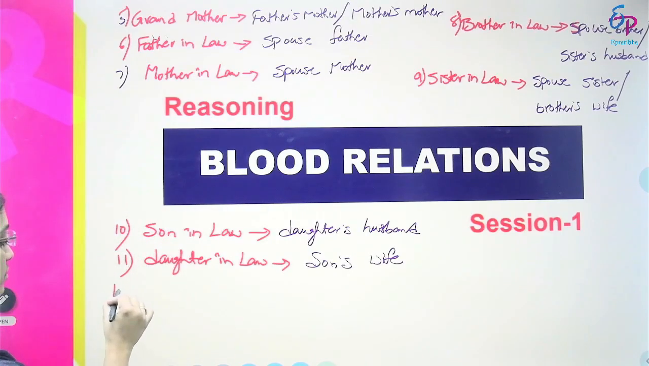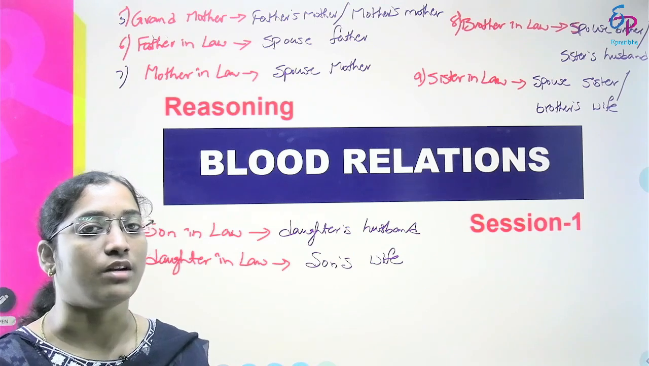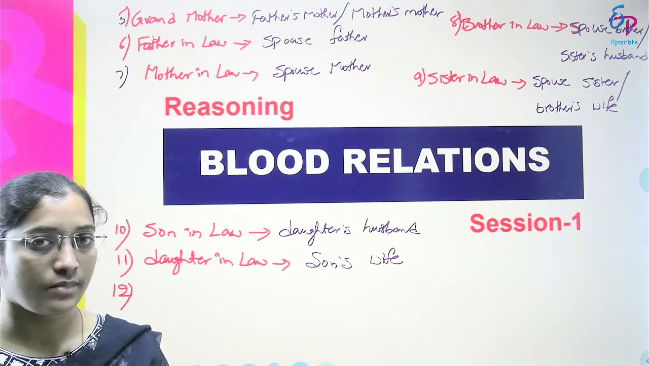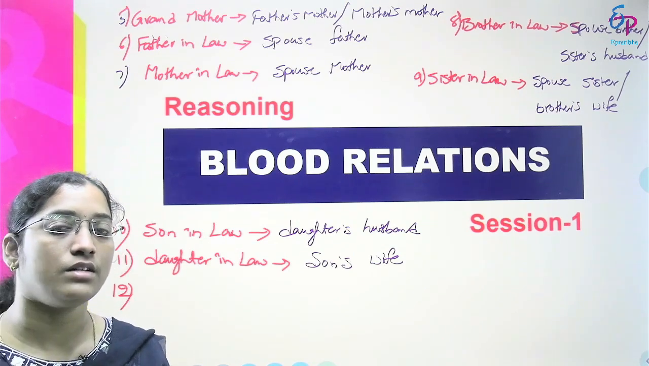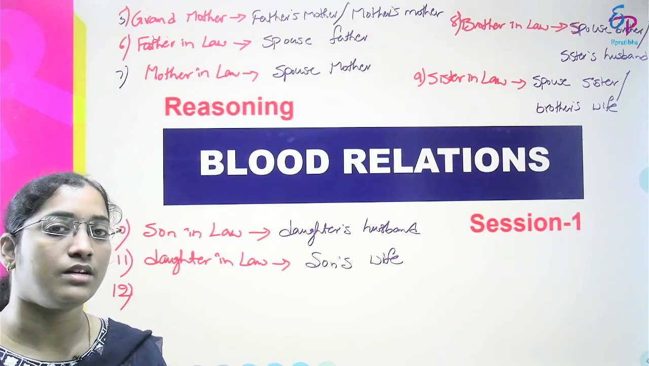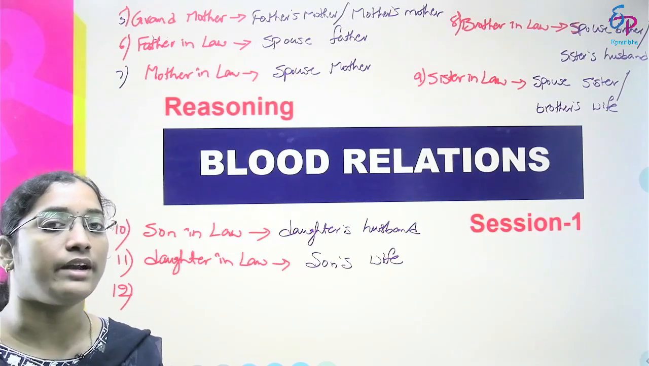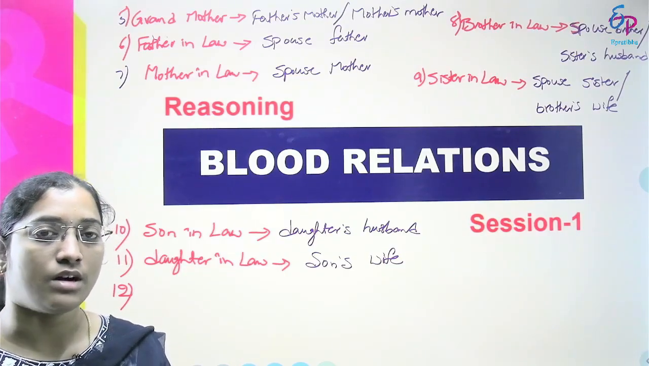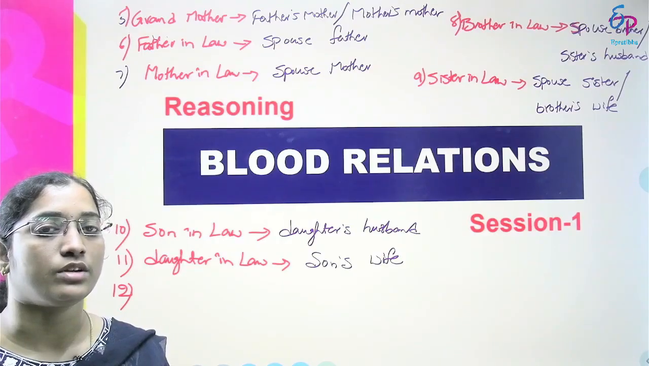Then next, here we have only 6 relationships related to in-laws. The first one is father-in-law, mother-in-law, brother-in-law, sister-in-law, son-in-law and daughter-in-law. So all these 6 relationships are related to in-laws only.